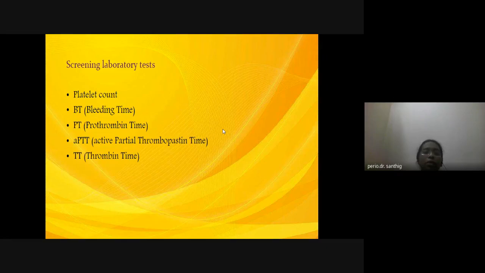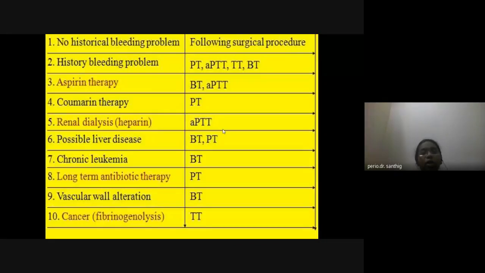After that, you have to screen the patient by laboratory tests: platelet count, bleeding time, prothrombin time, activated partial thromboplastin time, and thrombin time. So these are the different laboratory tests you should prescribe to the patient.